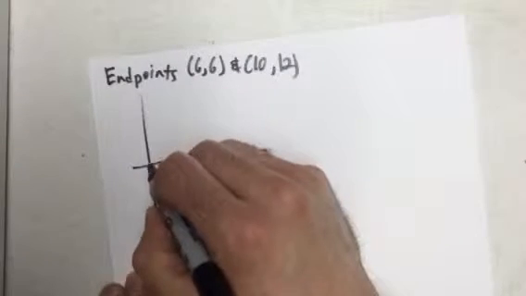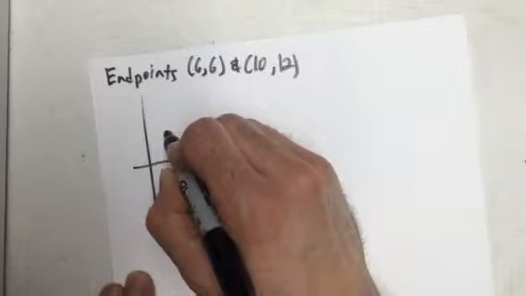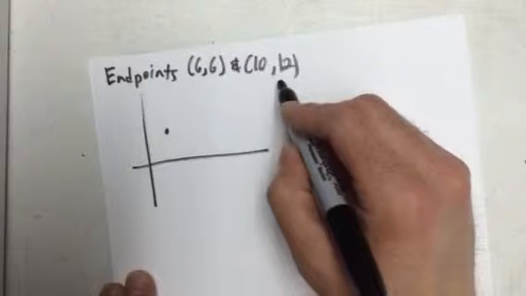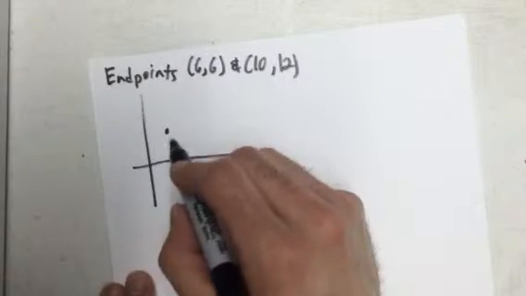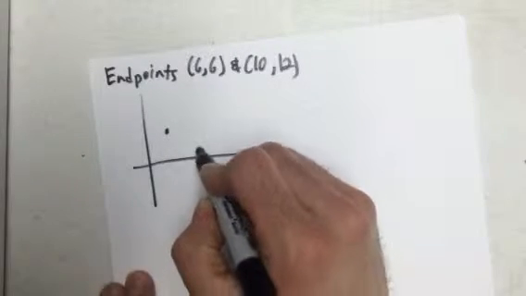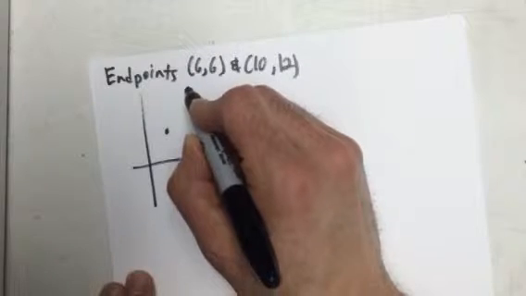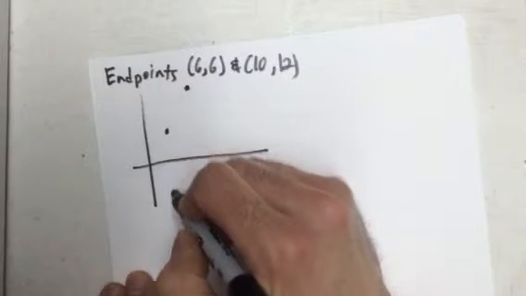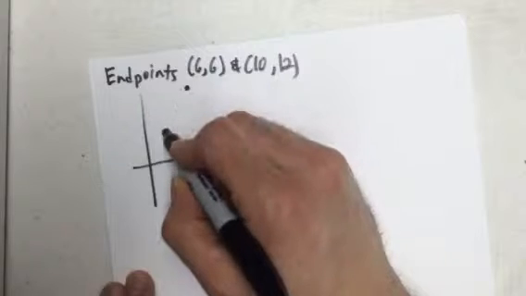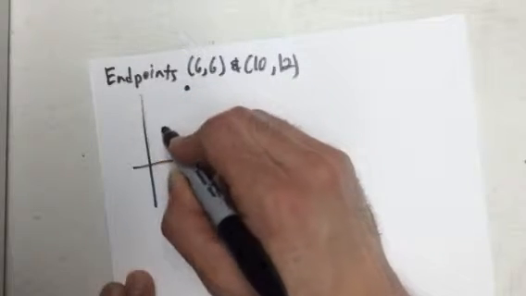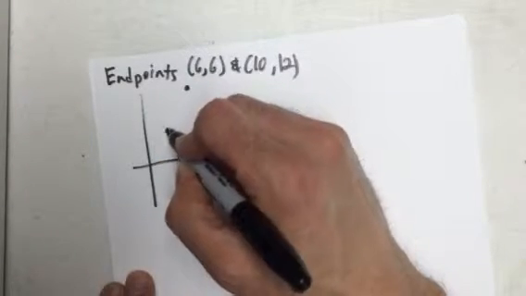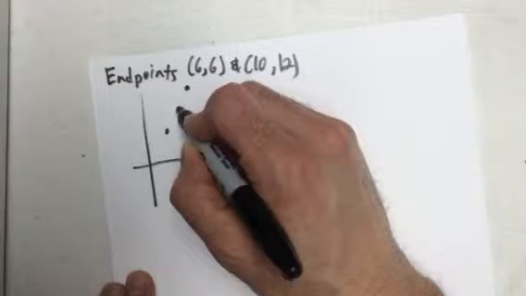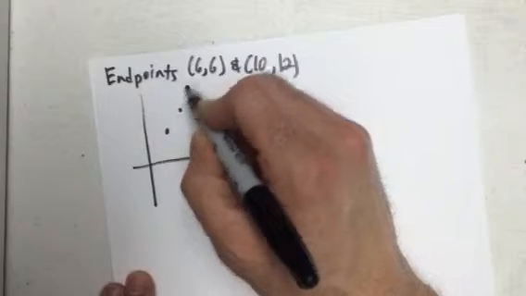The one endpoint was at 6, 6. And the other one is at 10, 12. So if this is 6, 6, and then a little bit higher up here, maybe 10, 12 would be there. So that's the diameter of the circle. If you think about it, the circle would go around through both of those points. We want to find the midpoint of those two because that's where the center is going to be. So one thing we need to do is find the center, and another thing is find the radius.